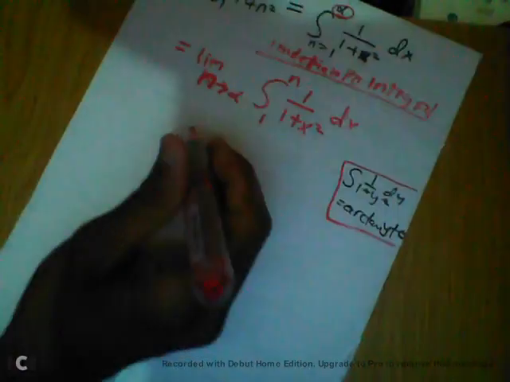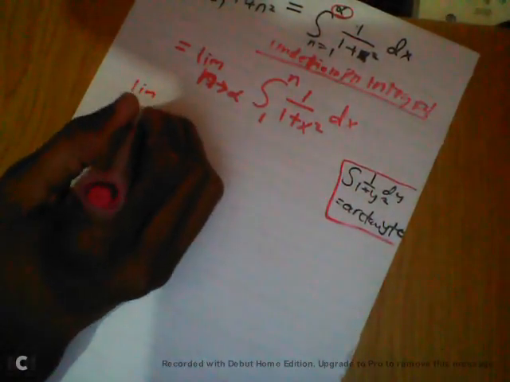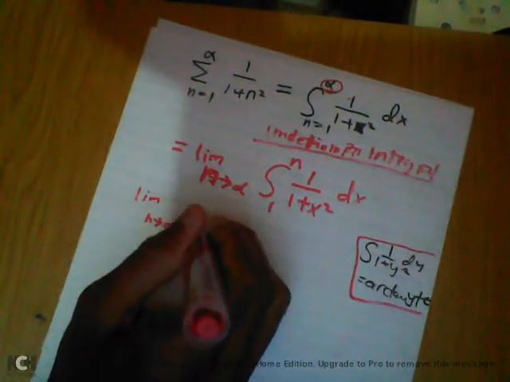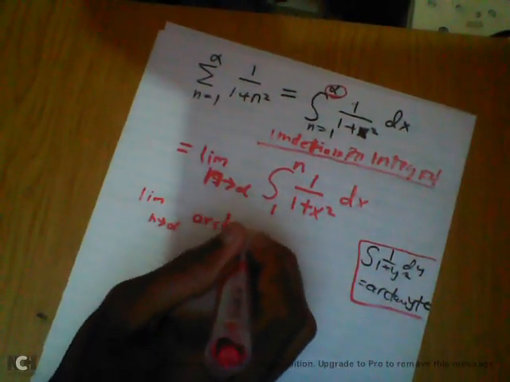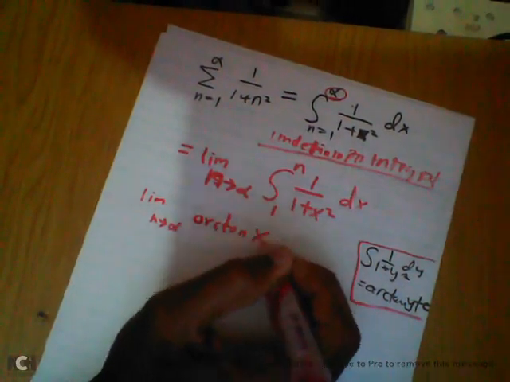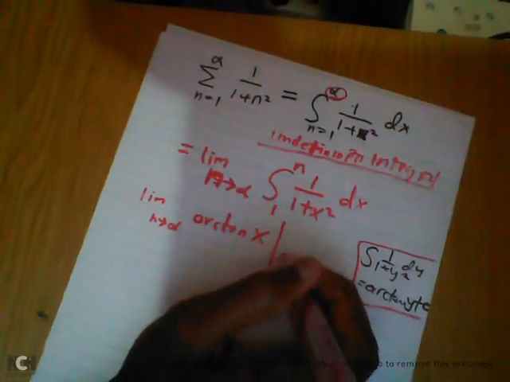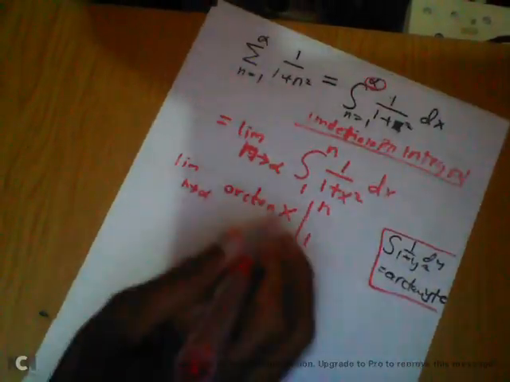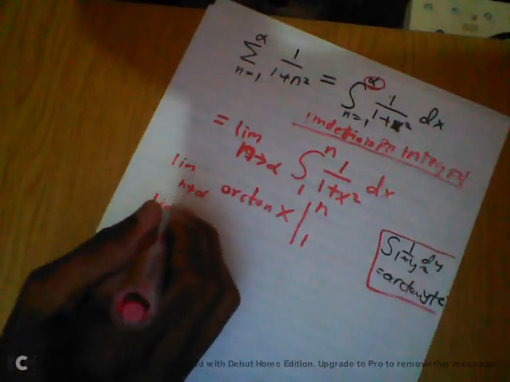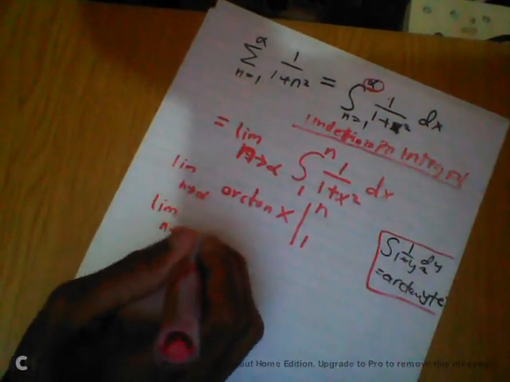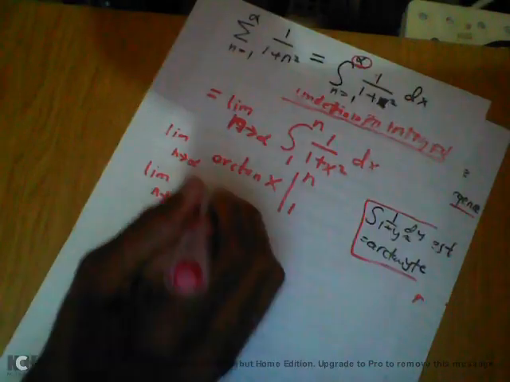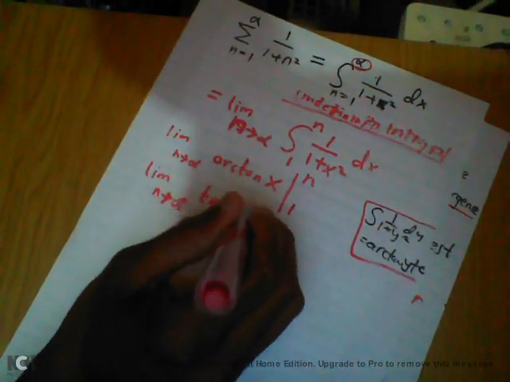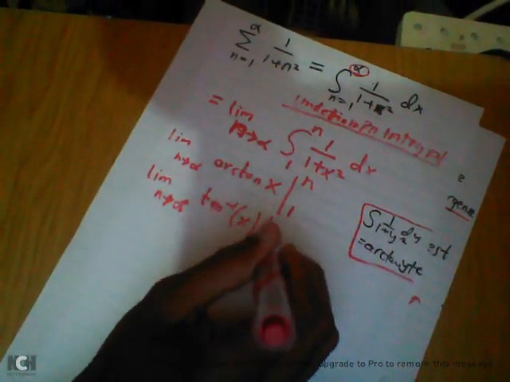For this case, we take the limit as n approaches infinity, and this is going to be arctan of x. Don't say squared, just x. Arctan is tan inverse, so tan inverse of x, with limits from 1 to n.